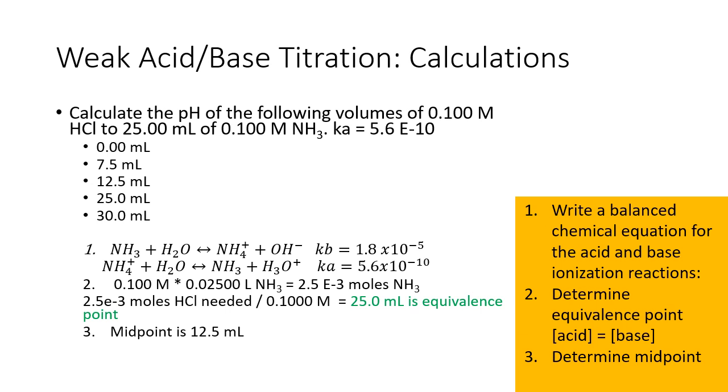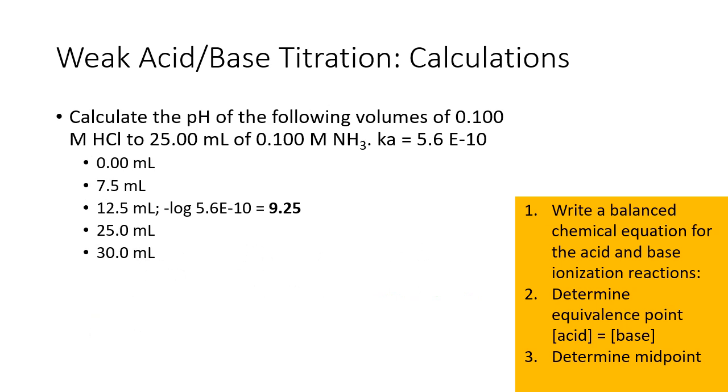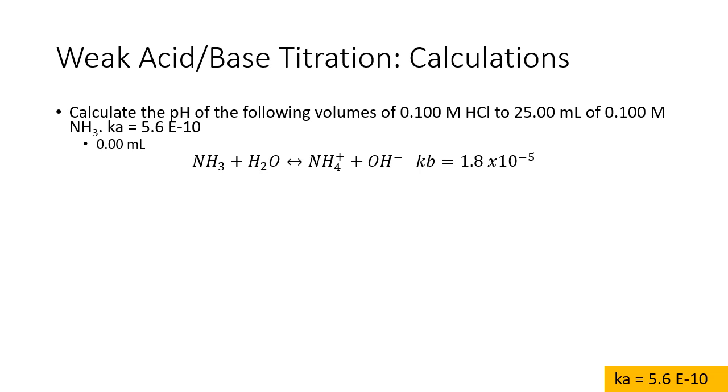So let's go ahead and try some calculations. We know that our midpoint was 12.5 milliliters, which means at that point the pH equals the pKa, so we take the negative log of the Ka and we get 9.25. Super easy. We already did the midpoint. We know the pH there. Yay! So before we start our titration, at volume of 0, we know that the base ionization equation will apply. That's what's going to happen.